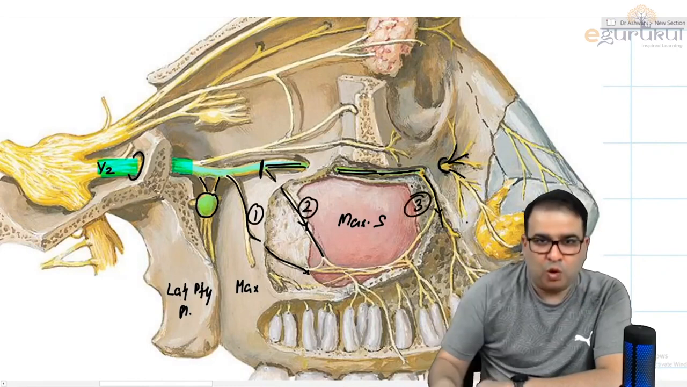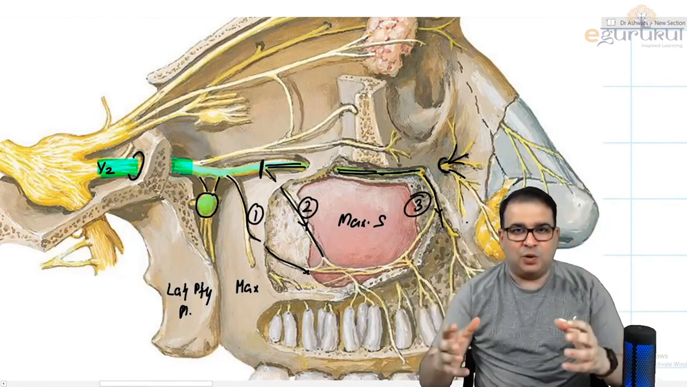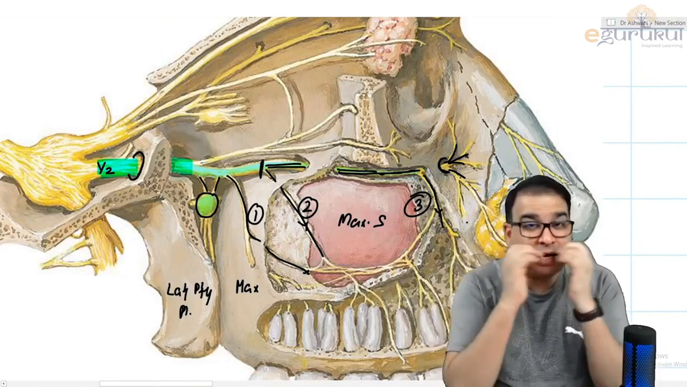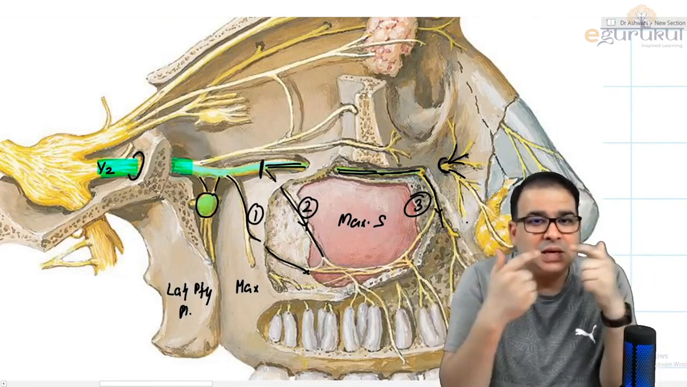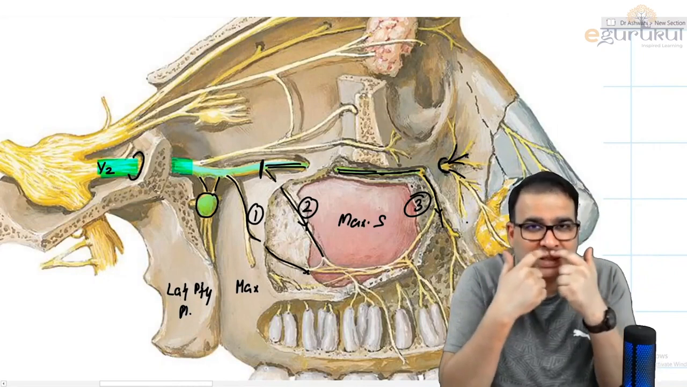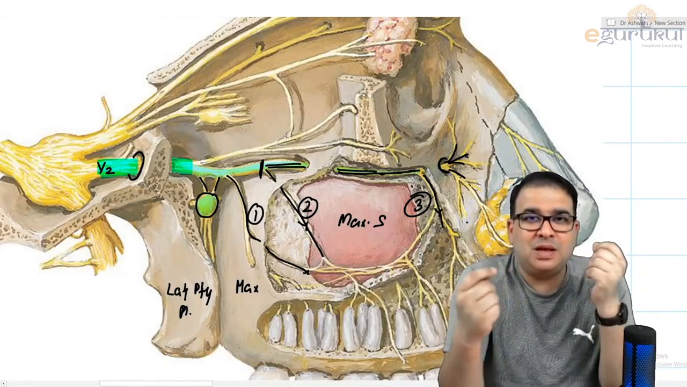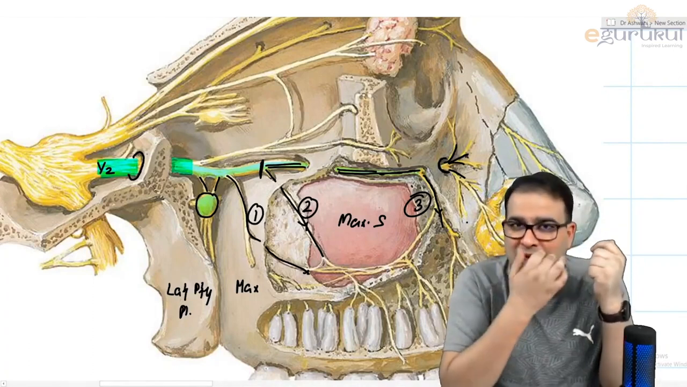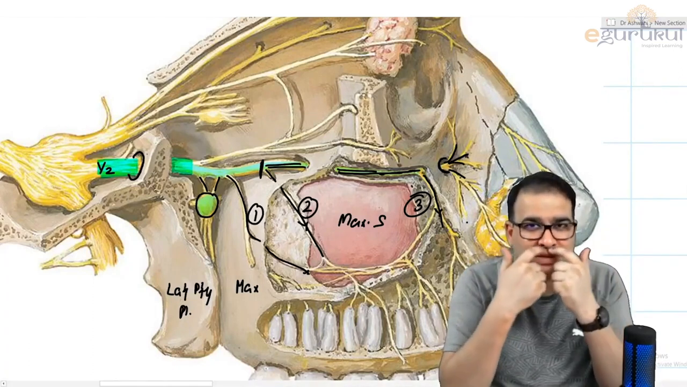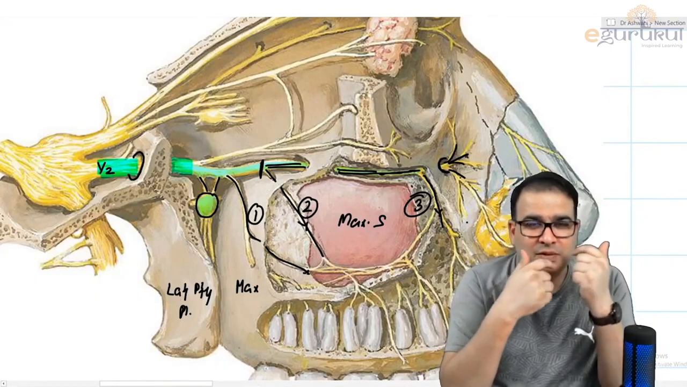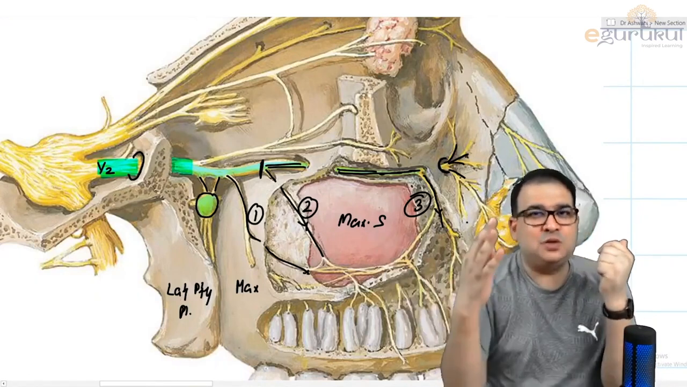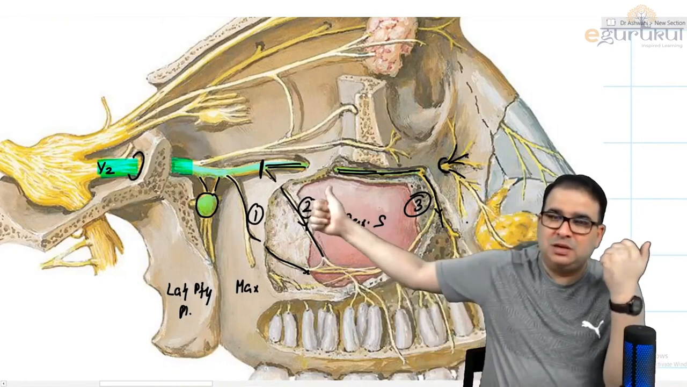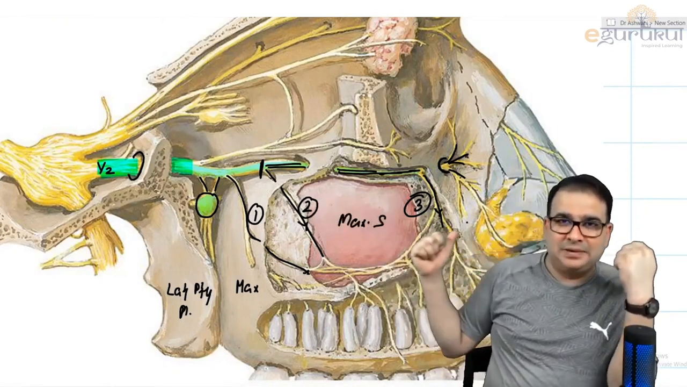So overall, you're looking at 3 branches which are coming down, and they are supplying the maxillary sinus. They are not only supplying the maxillary sinus, they are supplying the upper gums and teeth. And that's why we call them the superior alveolar nerve. Superior matlab upar wala, not below, upper. Superior alveolar is for the alveoli, for the gums. Superior alveolar nerve. 1, 2, and 3, there are 3 superior alveolar nerves. One is posterior, one is middle, one is anterior.